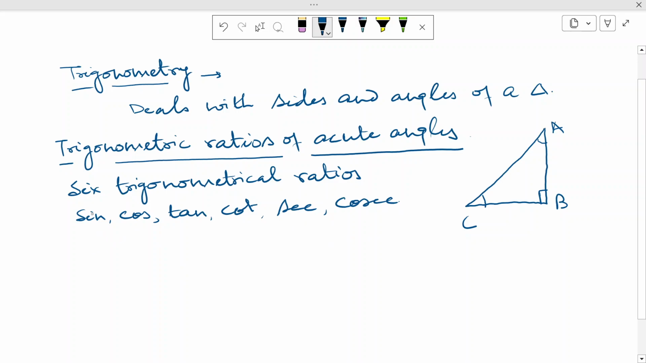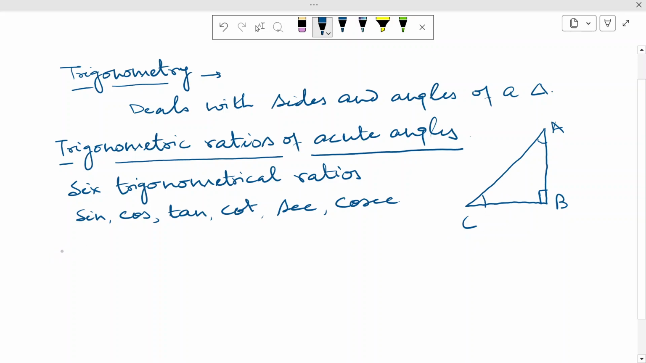Before we begin with the problems related to these ratios and some trigonometrical identities, first of all we should have a very clear understanding of how we obtain these ratios, and how we can express these trigonometrical ratios in terms of the sides. So, before that, let us discuss these angles first.